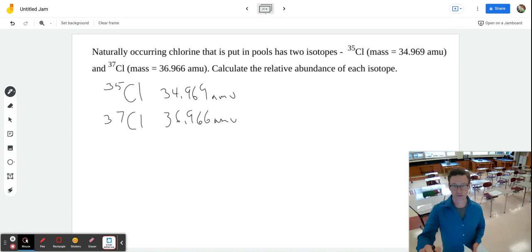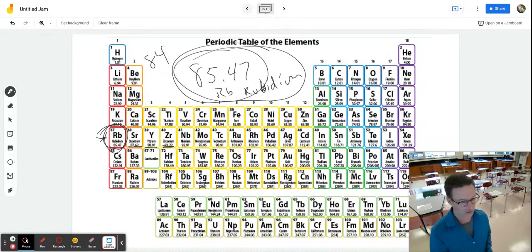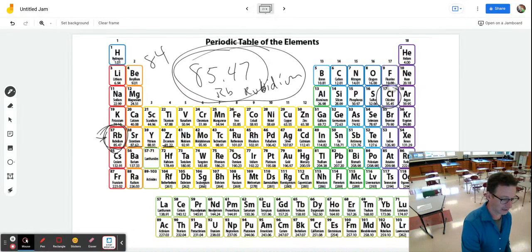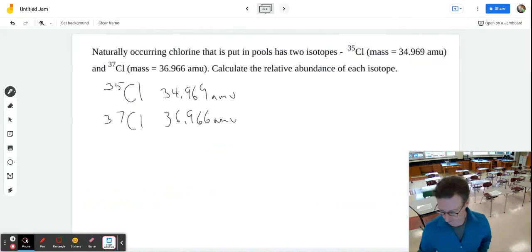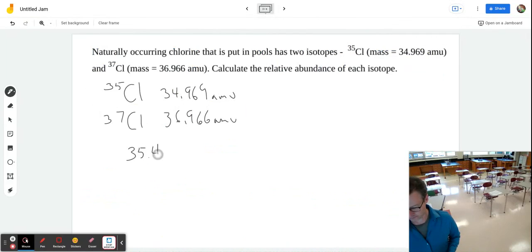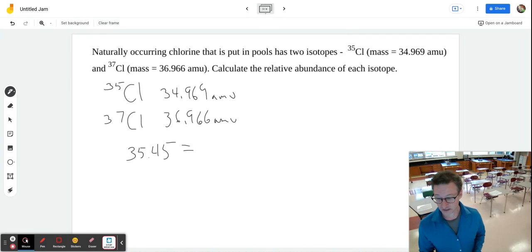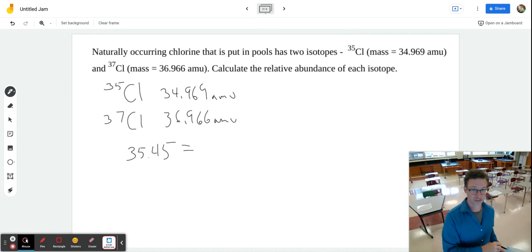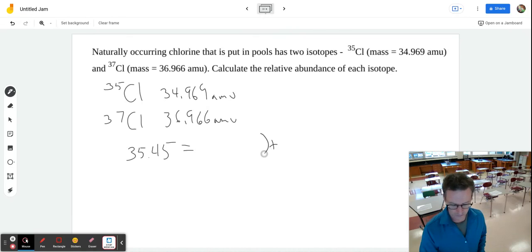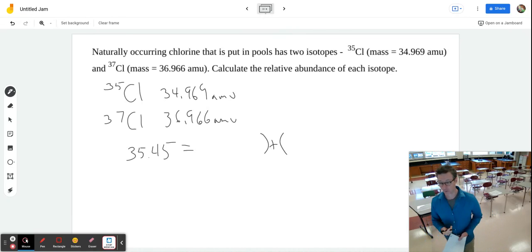Well, again, here we would need to look at the periodic table, and we see that chlorine has an average of 35.45. How did we get that average? How did we calculate it? Well, it was calculated by taking each isotope times its percent abundance and then adding it together. So how do we figure that out? If we're talking about percentage, the convenient thing is we know the percentage has to add up to 100, or in decimals it would be 1.